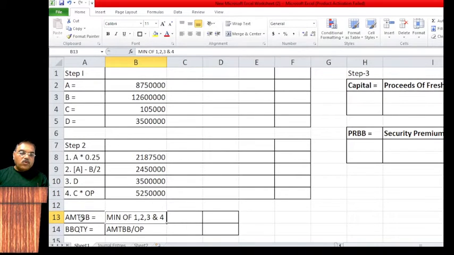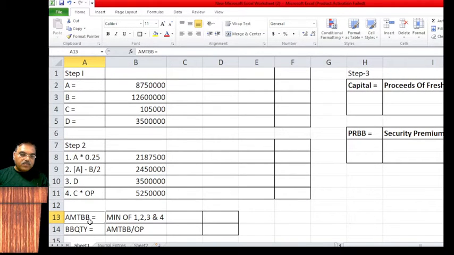Now how to calculate that AMTBB? AMTBB means amount of buyback. So amount of buyback is equal to the minimum of 1, 2, 3 and 4. Now which one is the minimum amount? The minimum amount, I found, is 21,87,500.